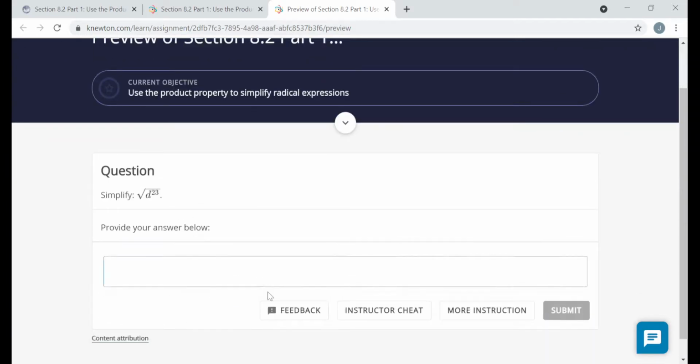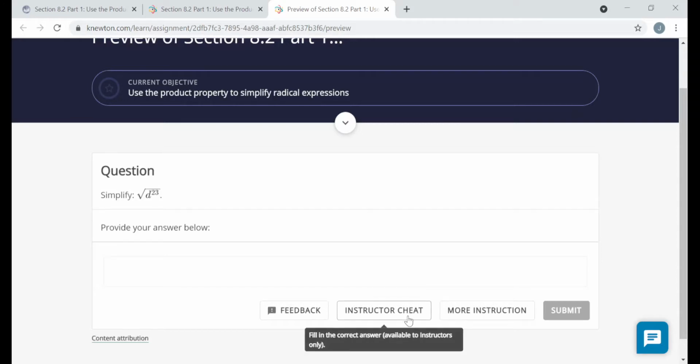At the bottom of every question there should be a feedback button, for which you can give feedback to Knewton, and you'll see a more instruction button. You will not see the instructor cheat button. That is for instructors only. I highly recommend the use of the more instruction button if you're struggling. If you click on it, you should open up a page with reading material or videos that will hopefully help you with whatever objective you're working on.